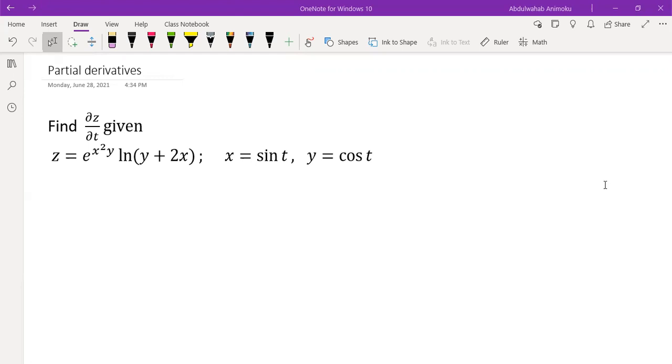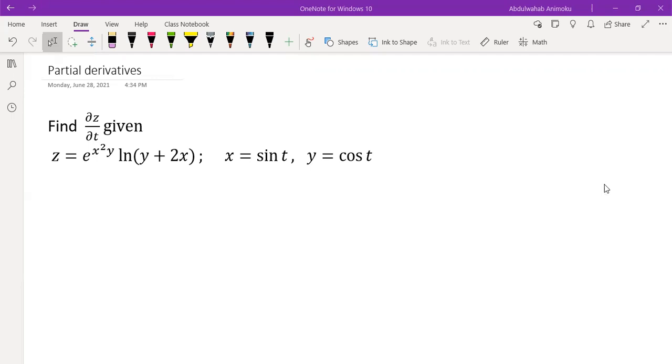In this video, we're going to look at how to find partial derivatives using chain rule, okay? This is a different type of problem where we look at more complex functions and how we can use chain rule to still find the partial derivatives of such complex functions. So let's just get right into this video.